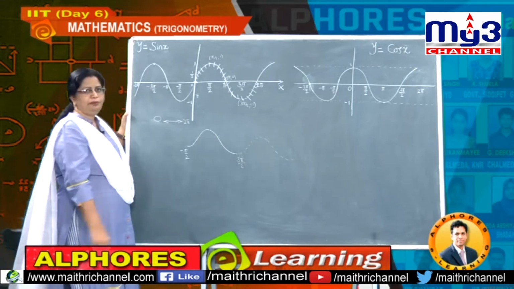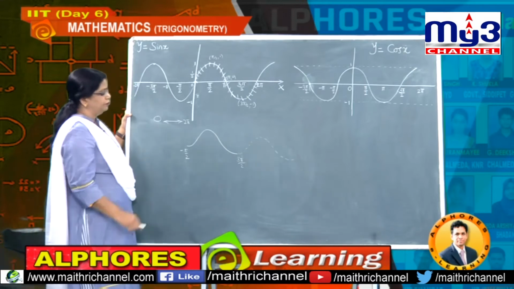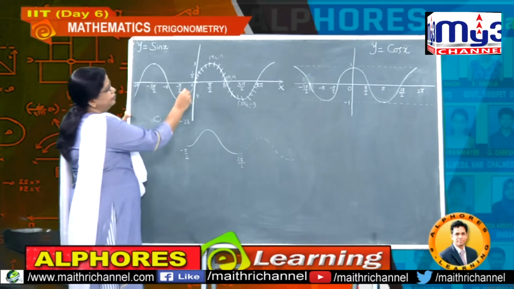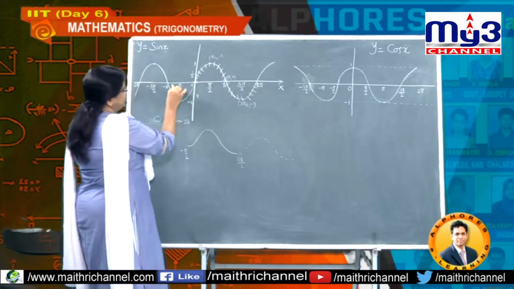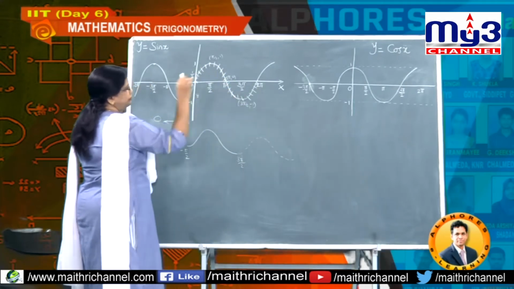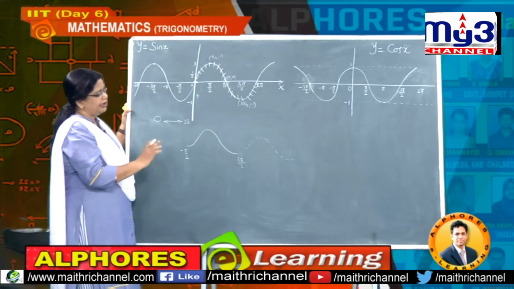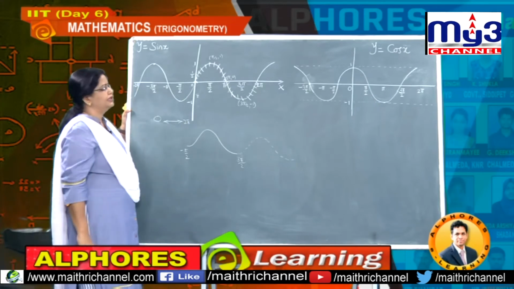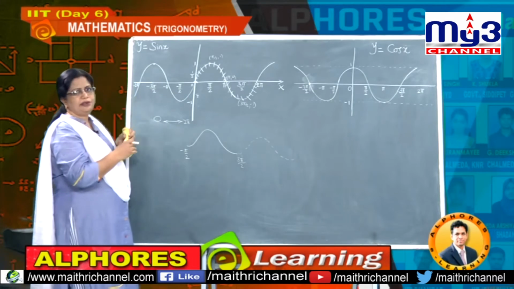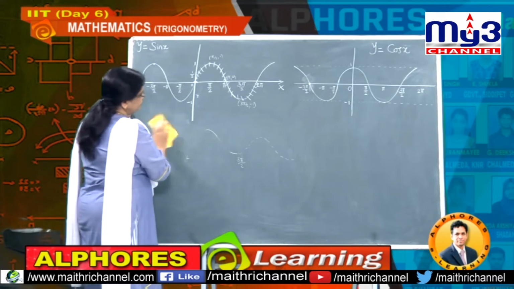Understand? However you start, from here to here, or else from minus 90 to 3 pi by 2, the shape of the curve remains the same for a gap of 2 pi units. That's why 2 pi is known as the period of the sine function.